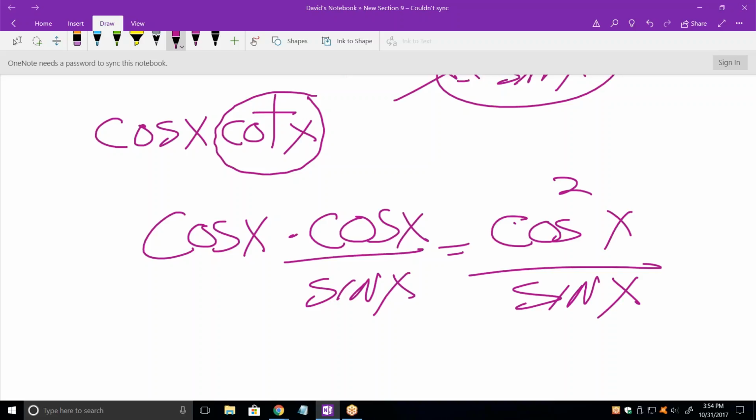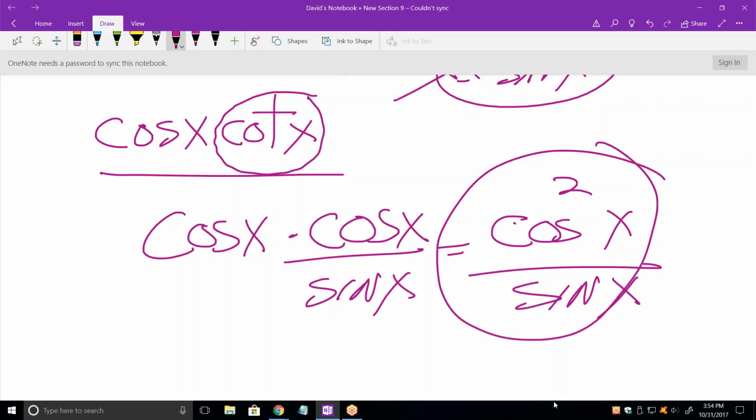And is that an identity? No, but I don't see anything else you can really do with it. You could turn that into 1 minus sine squared x, but are you sure this was the problem? It was cosine times cotangent? Yeah, that's it. Okay. Because it would make more sense if it was cosine divided by cotangent. Then my cosines would have canceled and I'd have been left with sine only. As it is, that doesn't appear to be greatly simplified from what we started with. I'm not sure what they're trying to do to you here.